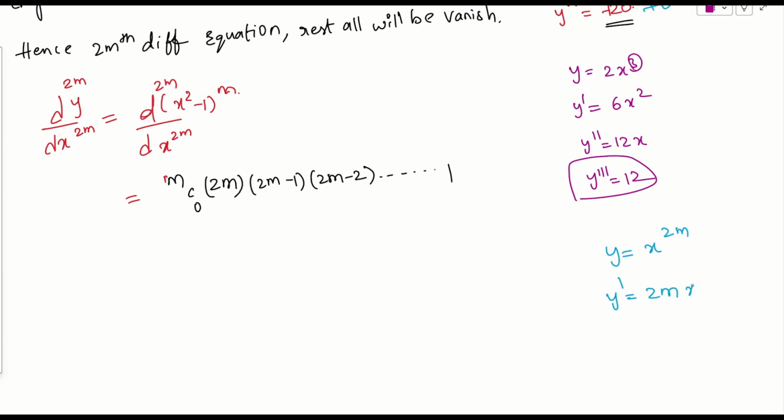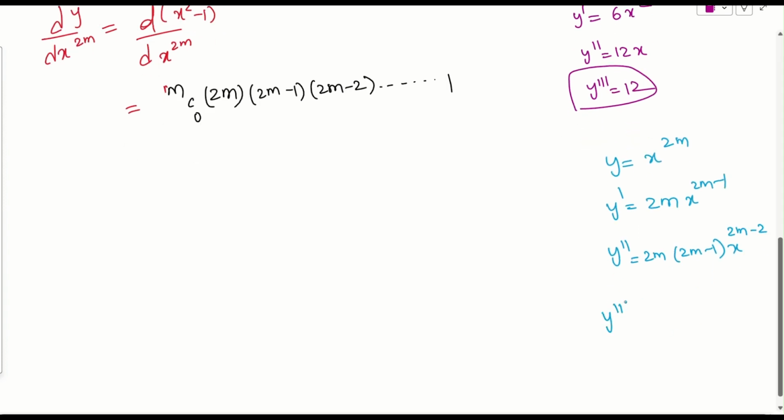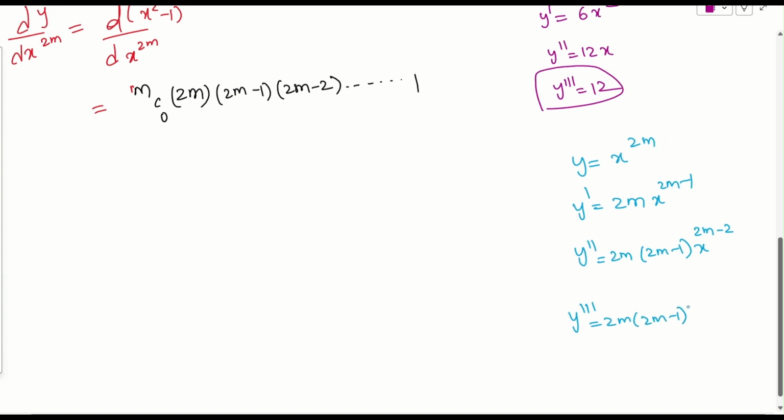This is 2m into x power 2m minus 1. What is y dash? Y double dash? 2m will be outside, and the power, that is 2m minus 1, is also outside. X power 2m minus 1 will become x power 2m minus 2. What is y triple dash? 2m, and 2m minus 1 will be outside, and 2m minus 2 will be outside, and x power 2m minus 3. Are you getting my point?